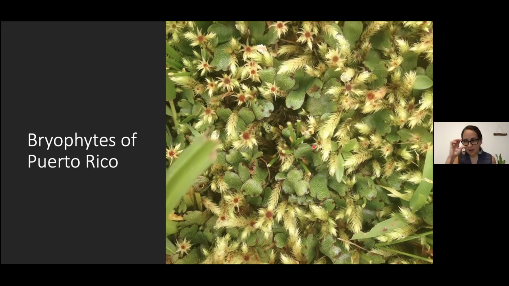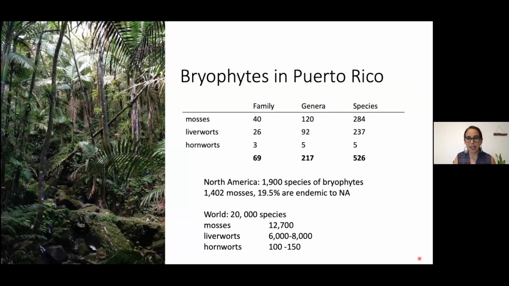Okay, so I'm going to move on and tell you a little bit about some of the bryophytes of Puerto Rico and some of the work that I've been doing in Puerto Rico. Disappointingly, we only have 500 species of bryophytes in Puerto Rico. We have about 280 mosses, 230 liverworts, and only 5 hornworts.